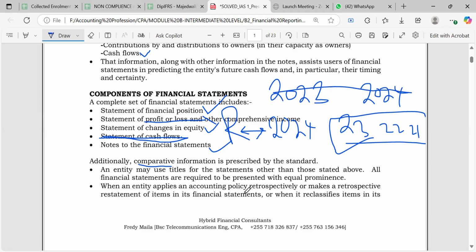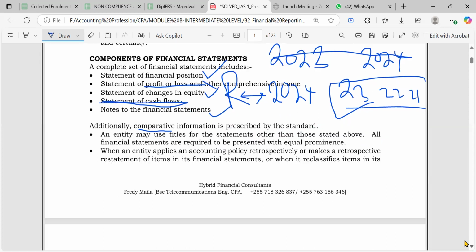Okay. Now, maybe the other point that we can speak of here is that when an entity applies an accounting policy, like you have seen retrospectively, you do remember about AS8, yeah? We said that the changes in accounting policies are applied retrospectively. You go back as much as possible. So when an entity applies accounting policies retrospectively or makes a retrospective restatement of the items in the financial statements, or when it reclassifies items, right?